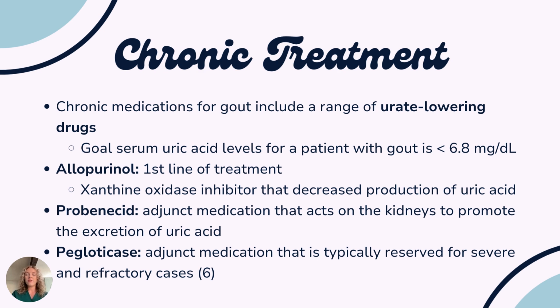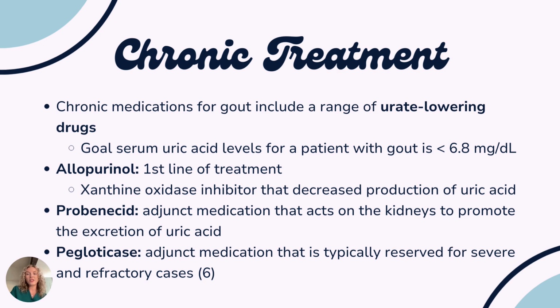Chronic gout treatment involves an array of urate-lowering medications. The goal of chronic medical management is to maintain healthy serum uric acid levels. And typically, the goal is to have those uric acid levels less than 6.0. Allopurinol is considered the first line of treatment in the chronic management of gout. This medication is a xanthine oxidase inhibitor that works by decreasing the production of uric acid.